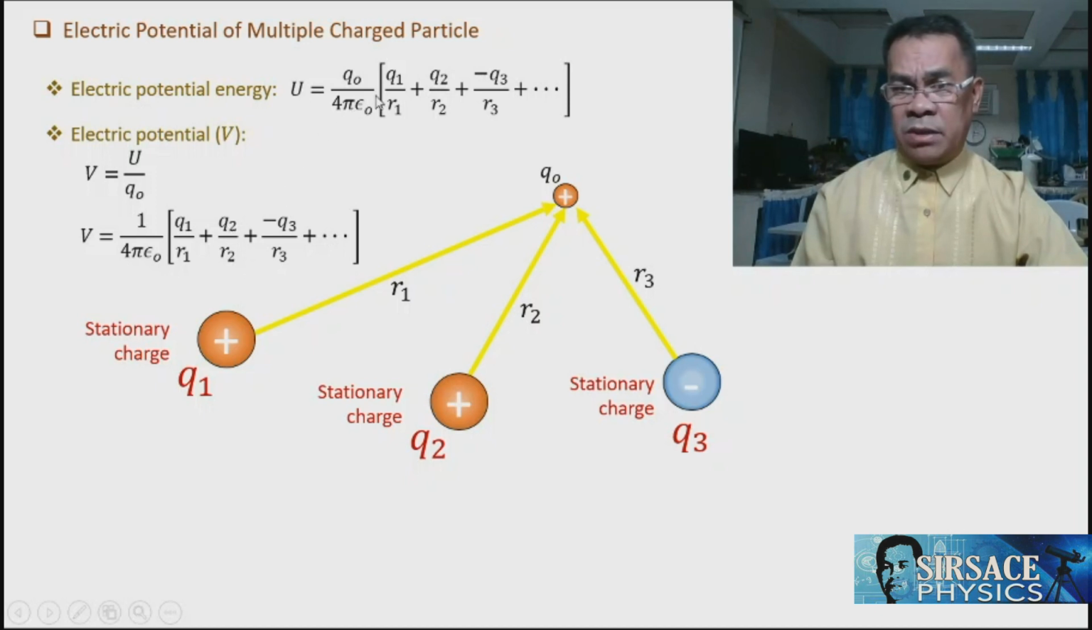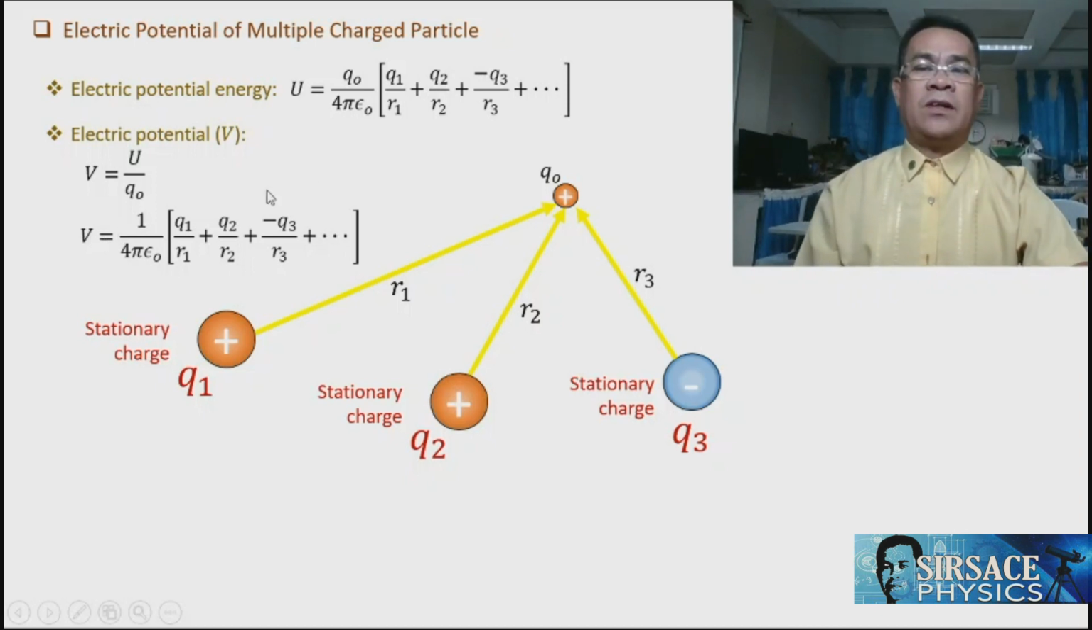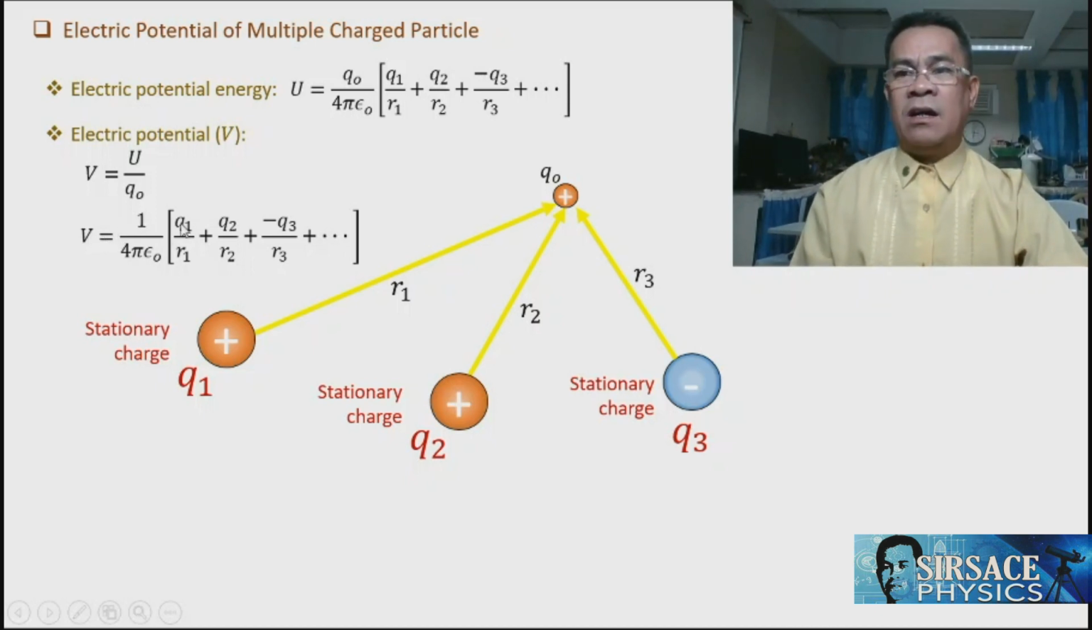The difference between the two is that the energy requires the moving charge, but the electric potential does not. So the only difference between these two equations is the presence of Q naught: there is Q naught in the energy, and there is no Q naught in the electric potential. This is the formula in calculating the electric potential of a multiple charge particle.